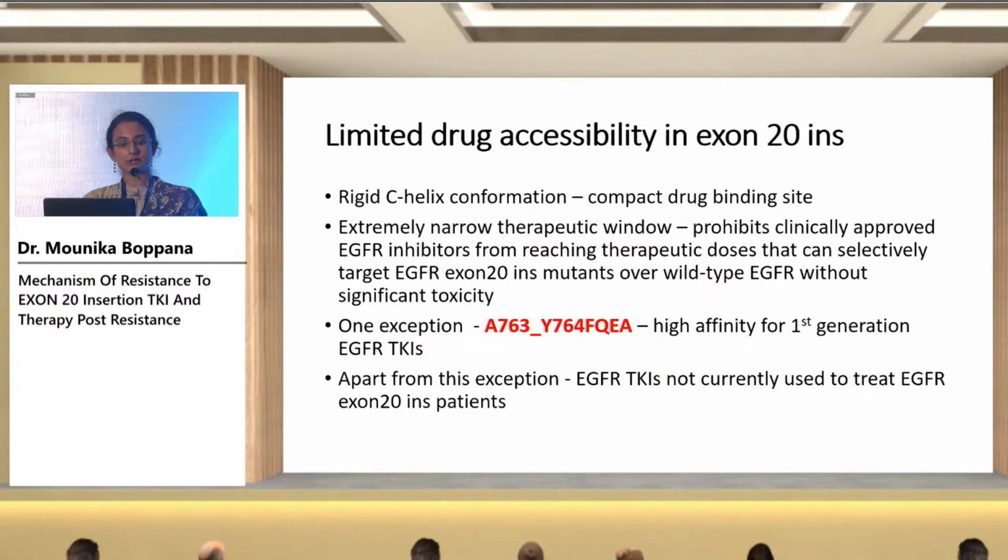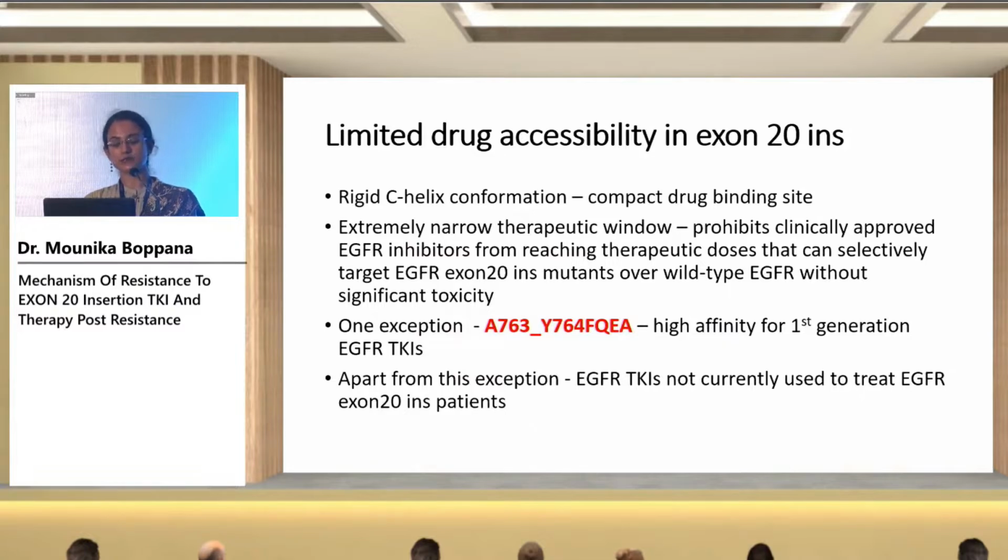Drug accessibility is very limited when there's an exon 20 insertion, as Dr. Omshri has highlighted, that there is a very rigid C helix conformation, because of which the drug binding site becomes very compact. And there is an extremely narrow therapeutic window. So it prohibits clinically approved EGFR inhibitors from reaching therapeutic doses, which can selectively target the EGFR exon 20 insertion mutants over wild type EGFR without causing significant toxicity.